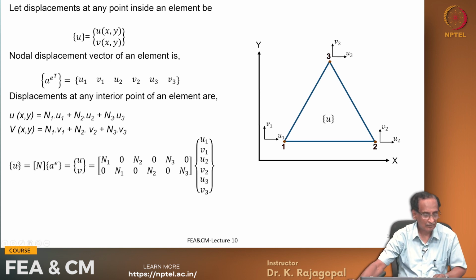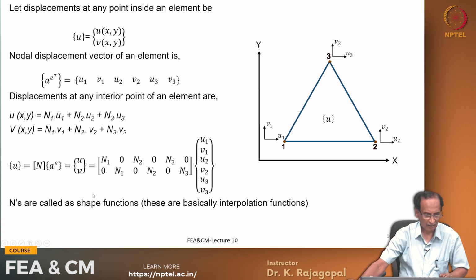And the internal displacement u we can write as some shape function matrix N multiplied by the nodal displacement vector d^e. That is, u is N1 u1 plus N2 u2 plus N3 u3, and v is N1 v1 plus N2 v2 plus N3 v3. So, in terms of matrix and vector product, we can write like this. Our shape function matrix N is [N1 0, N2 0, N3 0; 0 N1, 0 N2, 0 N3], and this is our nodal displacement vector.